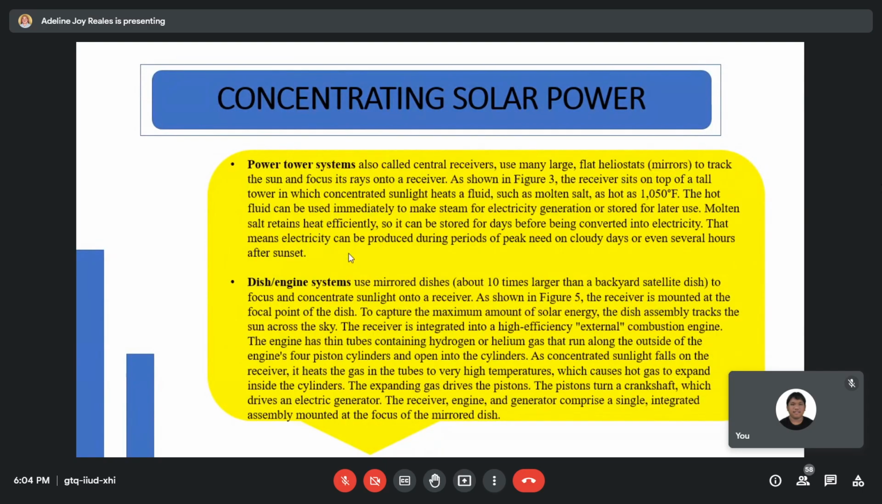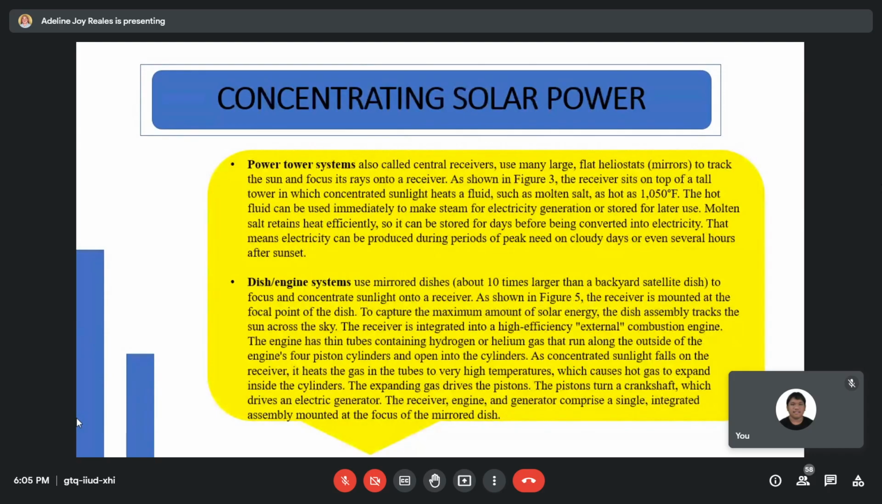Next, power tower systems, also called central receivers, use many large flat heliostats, or mirrors, to track the sun and focus its rays onto a receiver. As shown in figure 3, the receiver sits on top of a tall tower in which concentrated sunlight heats a fluid such as molten salt as hot as 1050 degrees Fahrenheit. The hot fluid can be used immediately to make steam for electricity generation or stored for later use. Molten salt retains heat efficiently, so it can be stored for days before being converted into electricity. That means electricity can be produced during periods of peak need, on cloudy days, or even several hours after sunset.